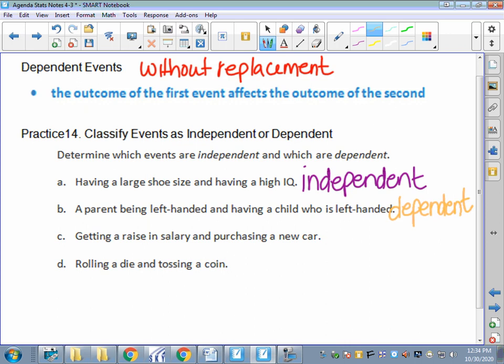How about C, getting a raise in salary and purchasing a new car? That could potentially be a dependent. Maybe you were waiting. New cars are very expensive, so I could see how that would be dependent. And let's go back to the basics here, people. Rolling a die and tossing a coin. Do those two things depend on each other? Getting something when you roll a die and something when you flip a coin, definitely independent.